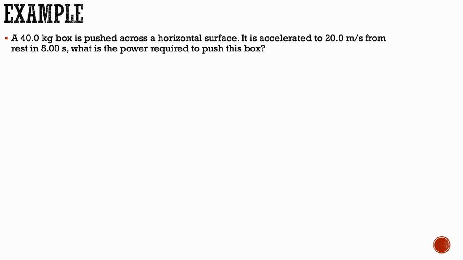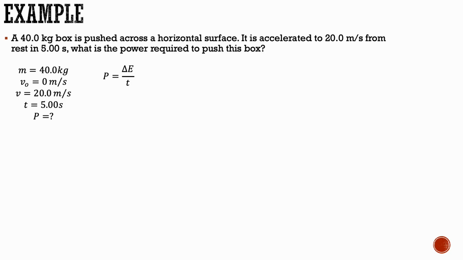Okay, so for example, a 40 kilogram box is pushed across a horizontal surface. It is accelerated to 20 meters per second from rest in 5 seconds. What is the power required to push this box? So first, write out the information we know. The mass of the box is 40 kilograms. It's starting at rest, so our initial velocity is 0. Our final velocity is 20 meters per second. We're given a time of 5 seconds.